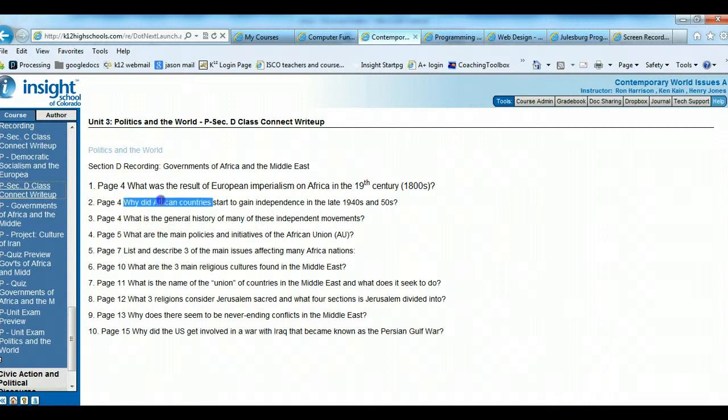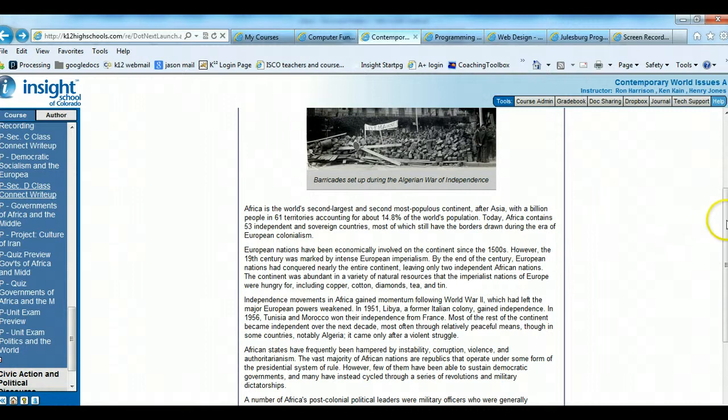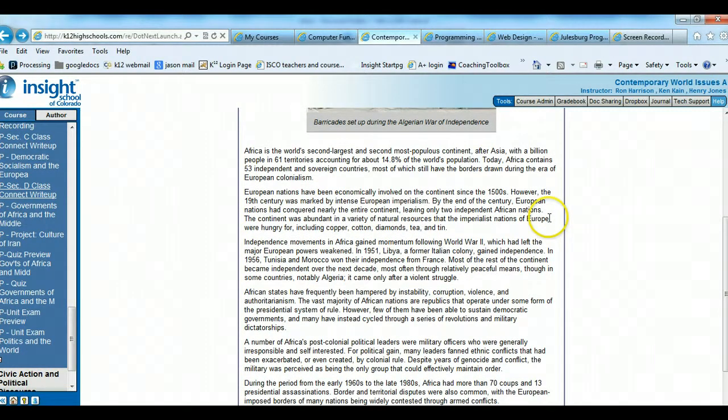And also on page 4, why did African countries start to gain independence in the late 1940s and 50s? What you need to do is think back, what happened in the 1940s? Well, in the 1940s, World War II happened, from 1939 through 1944.